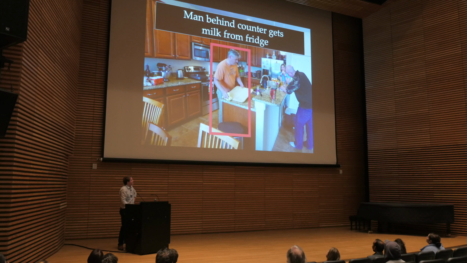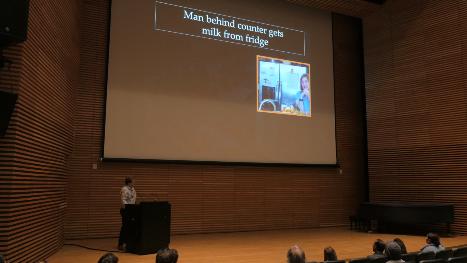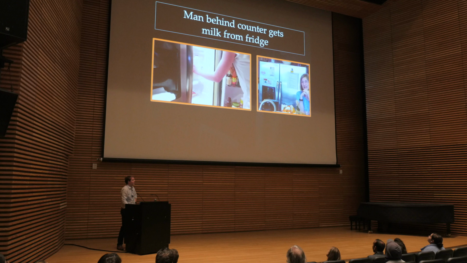So here we have the man behind the counter, and you have the fridge in the back, and the man's going to have to walk over there. Pretty straightforward, right? When he gets to the refrigerator, and then we're going to see whether the video works, since this is on a Mac now, he's going to reach out, grab the refrigerator and open it up, and then take the milk out of the refrigerator.